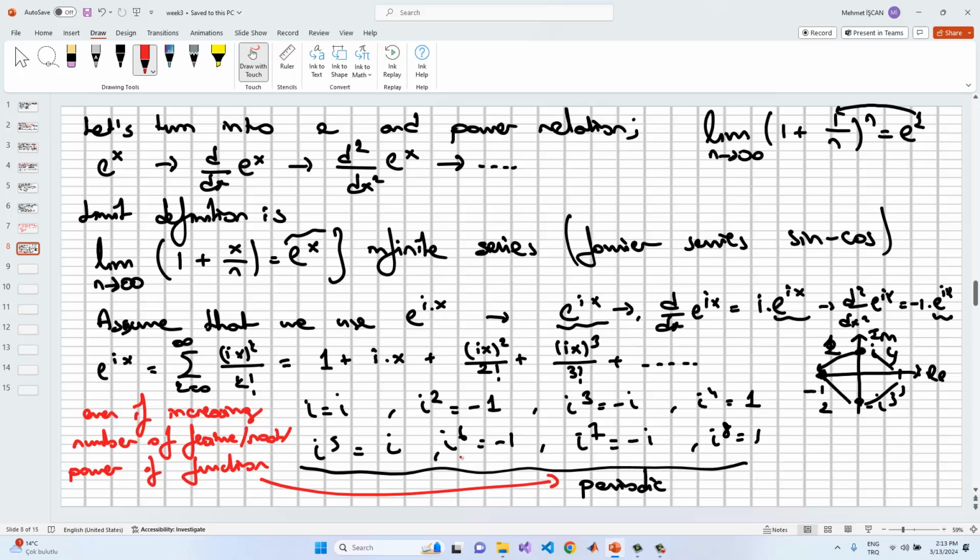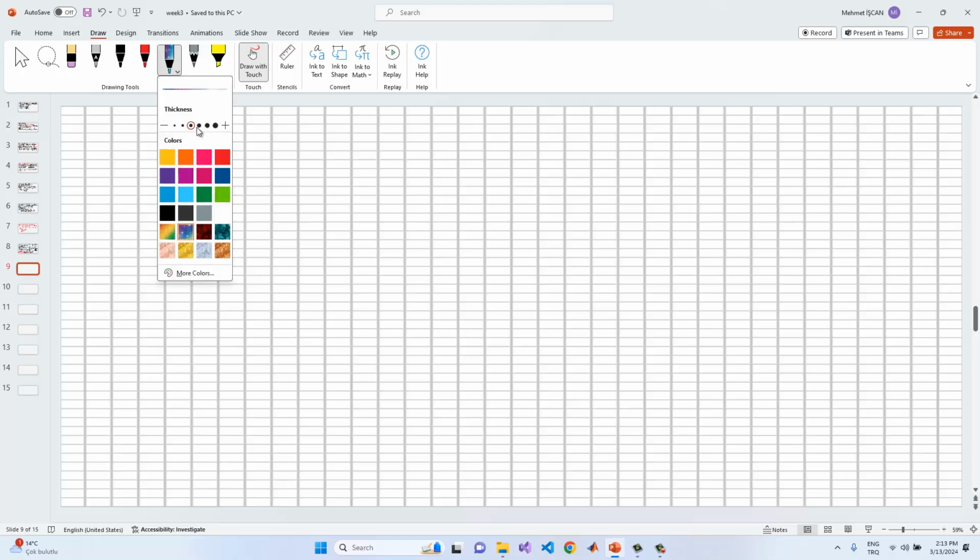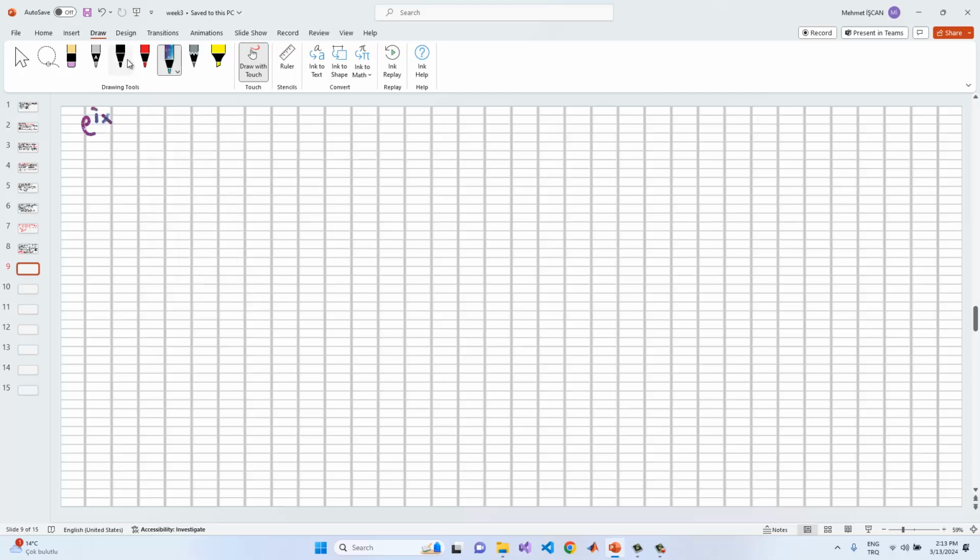This is not impossible. This is possible, right? And so just continue with this one, and then we have the e^(ix). It is equal to the what? 1 plus ix plus (ix)^2 over 2 factorial plus (ix)^3 over 3 factorial, and so on.